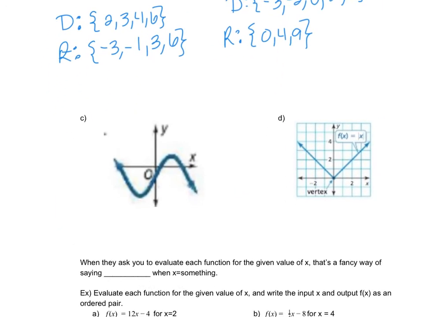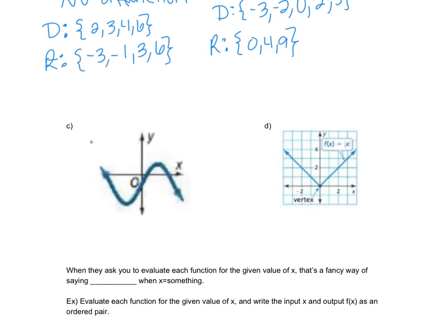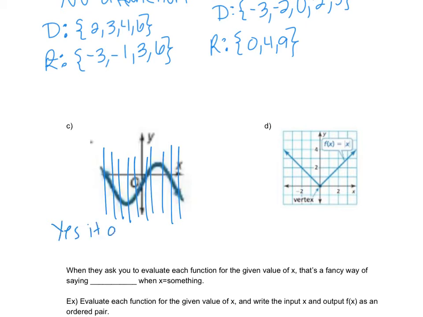Now we have a graph. So is this C a function? If you don't remember from Algebra 1, this vertical line test I'm talking about is you can draw vertical lines infinitely many times, and the line will never hit the function more than one time per line. So yes, it's a function.